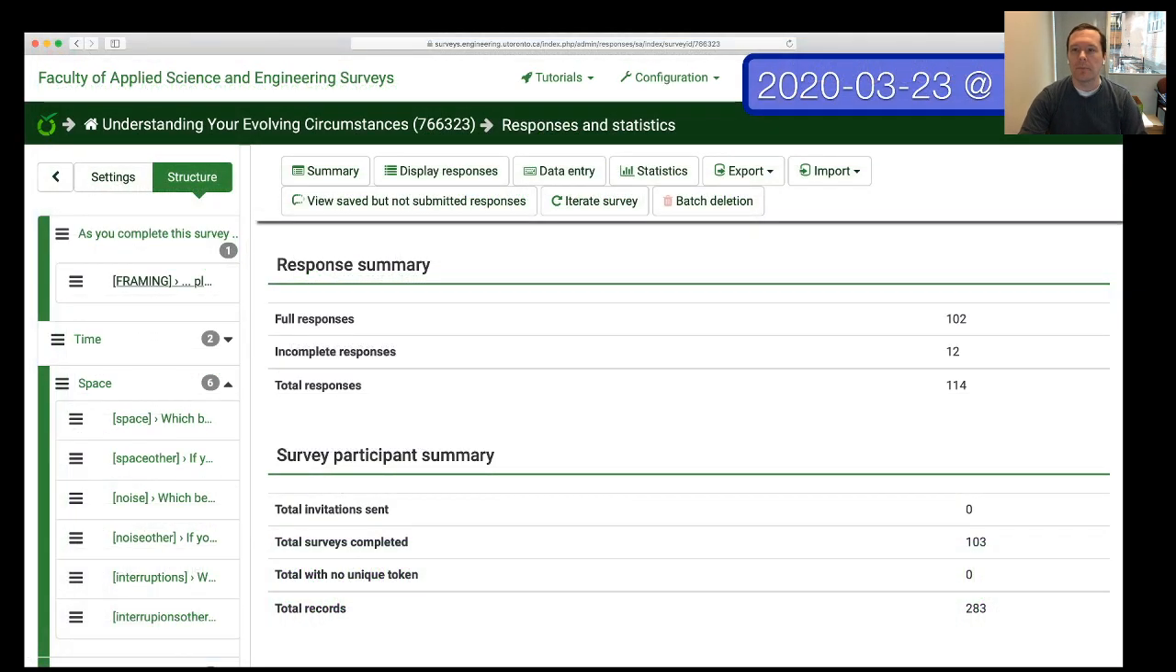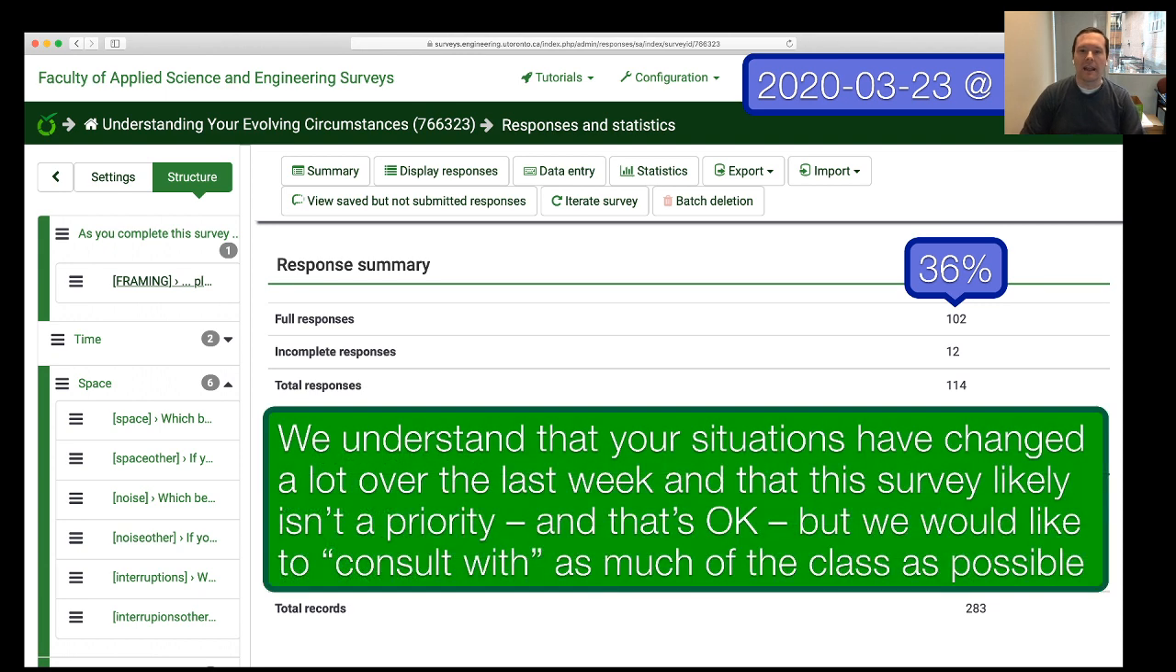The good news is we're up. I would say the bad news from our perspective, trying to do a good stakeholder consultation, is we're currently at 36% of the class, acknowledging, though, that things continue to change a lot, and the survey that we're asking you for may not be a priority, which is okay.